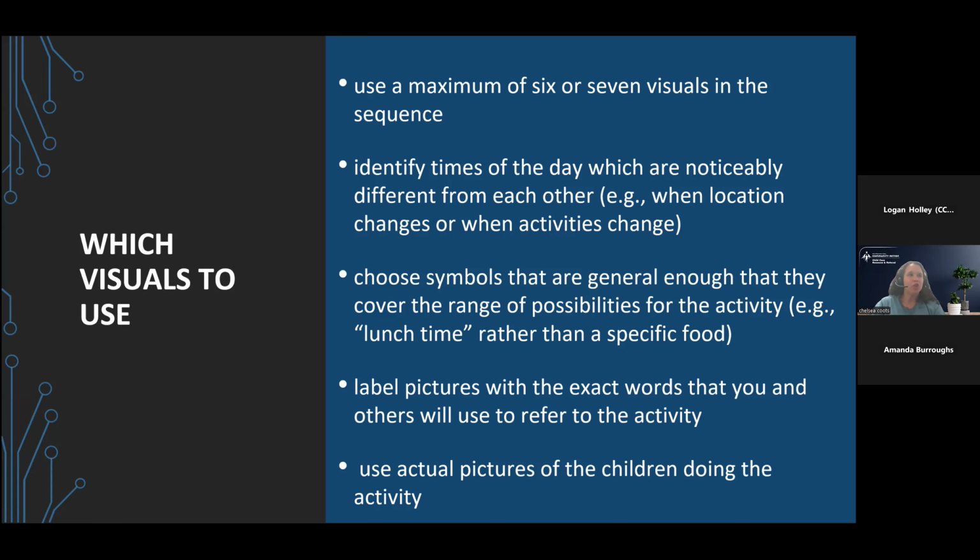Identify times of the day which are noticeably different from each other. So when location changes or when activity changes, right? That transition. Choose symbols that are general enough that they cover the range of possibilities for the activity. So lunchtime rather than a specific food. Label pictures with the exact words that you and others will use to refer to the activity, and use actual pictures of the children doing the activity.